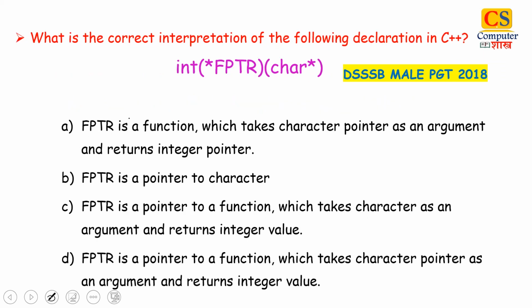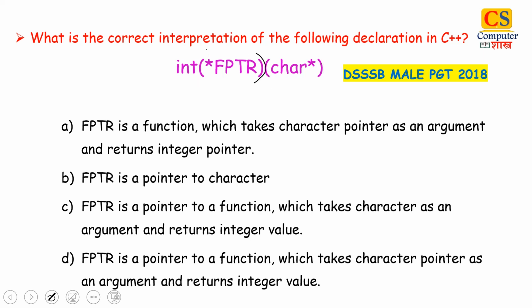Next, again, one more question was asked in the DSSSB male category PGT exam. This is a very important question. This same type of question has been asked in the UGC NET and GATE exams also. So again we will start with our variable. On moving towards the right, we have this bracket. This bracket is a parenthesis bracket and the next bracket is a function bracket. It is very important to analyze which bracket is the function bracket and which is the parenthesis bracket.